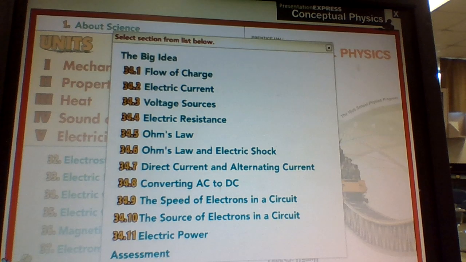So from there, we're going to skip 7, 8, 9, and 10 and go to electric power. 7, 8, 9, and 10 have to deal with alternating current. It's not really tested by the state. It's interesting if you want to know what's happening with the electricity in your home and stuff like that. It's not important to our class, but some of you may find it more interesting than others.